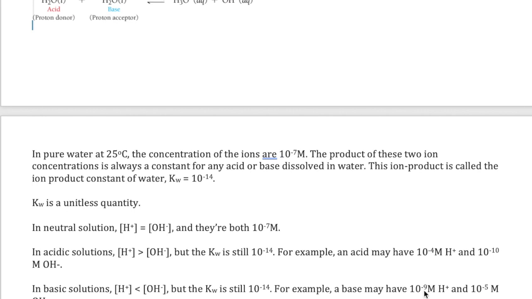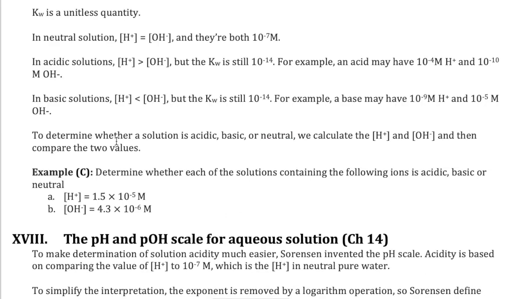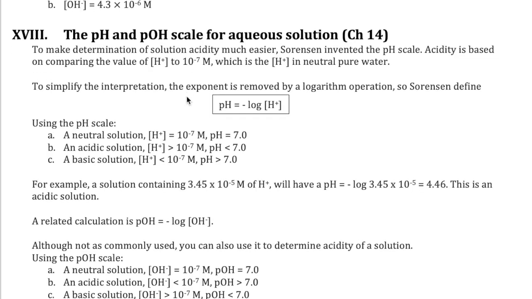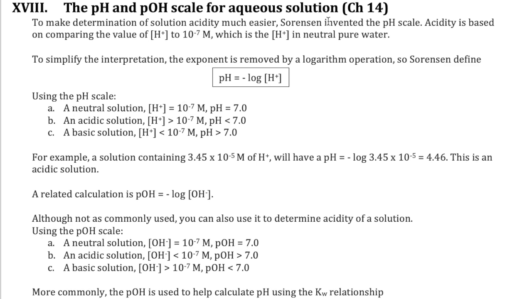So if you have 10 to the minus 9 molar of H plus, that means you're going to have 10 to the minus 5 molar of OH minus, and the product of the two is still 10 to the minus 14. Notice that in this case, 10 to the minus 5 is a bigger number than 10 to the minus 9, so there's more OH minus than H plus. So the way we're going to figure out whether a solution is acidic, basic, or neutral is we can calculate the H plus and OH minus and then just compare those two values. Now, a slightly easier scale is used in practice.